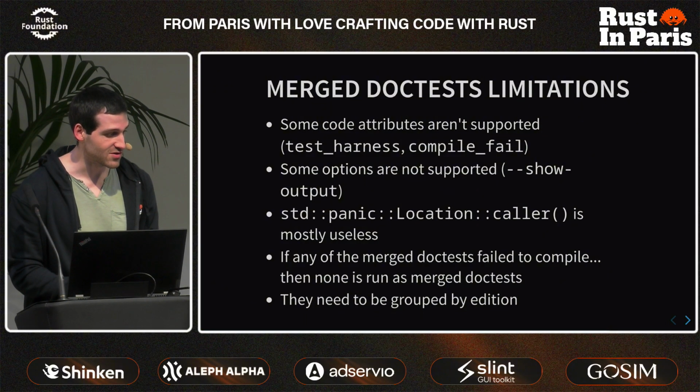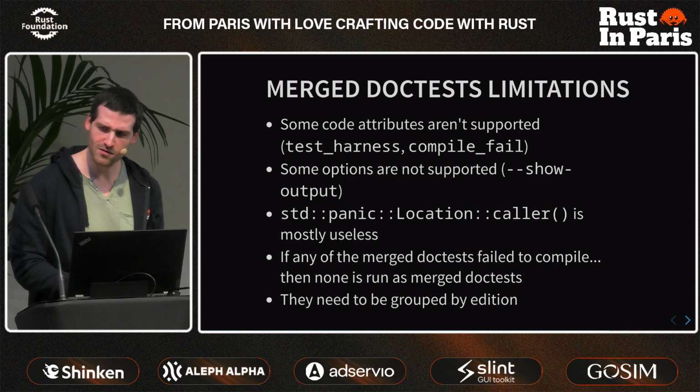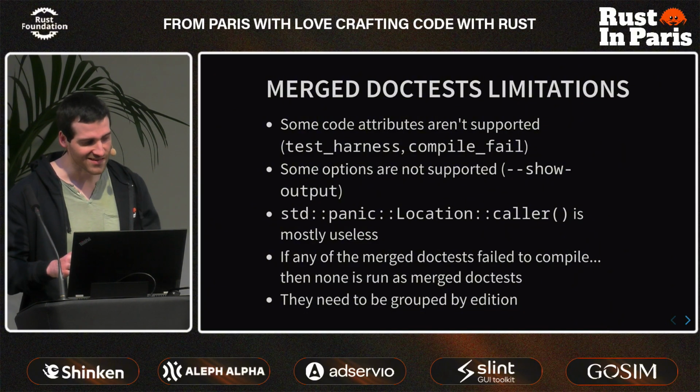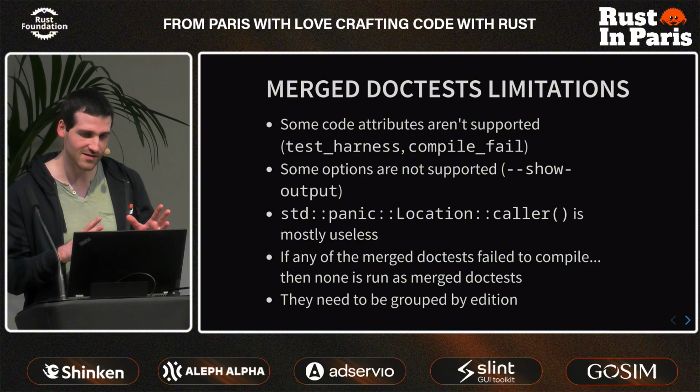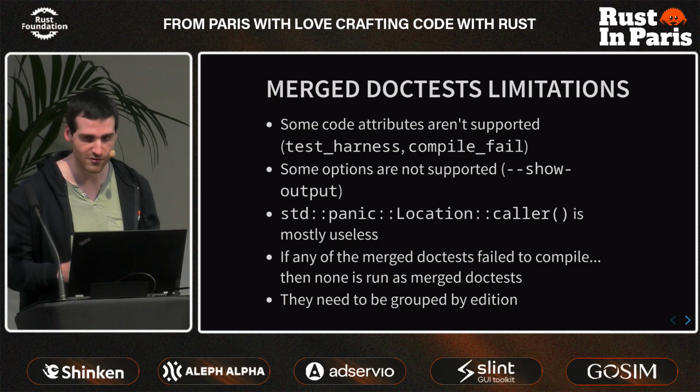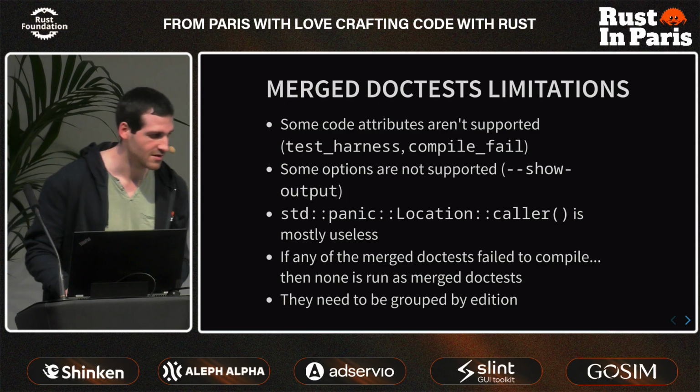Same for panic location color. This one might not be well known outside the compiler, but it allows you to know very exactly which line of which file this panic was created from. In doctest, it mostly works. It's fine, because we provide the line, and the doctest doesn't change. It's always the same size. However, since now we are merging doctests, the line will be fuzzy, and the file, let's not mention it.